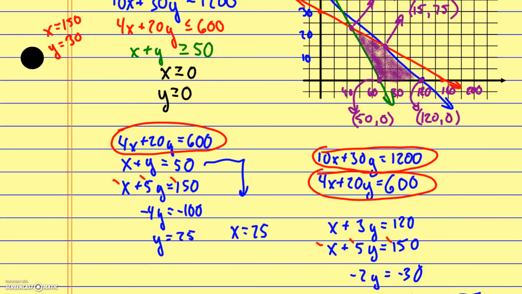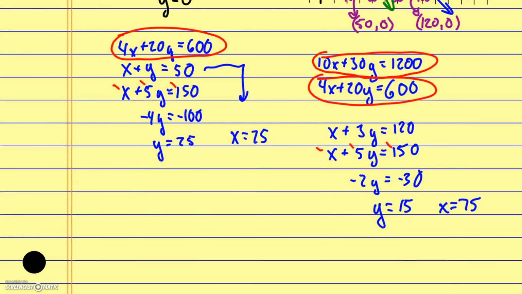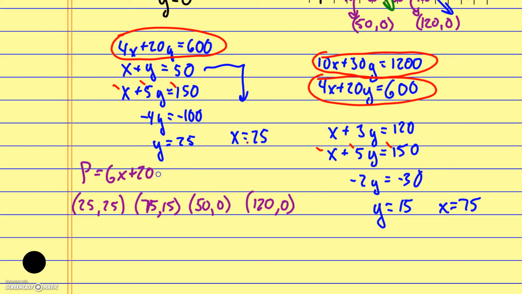Now I'm going to rewrite each of these down here, because I have to identify my maximum and minimum. I had 25, 25; 75, 15; 50, 0; and 120, 0. The last thing I need to do, if I recall, my objective function was profit equals 6x plus 20y. I need to plug each of these ordered pairs in and see what I get so I can find the maximum value.